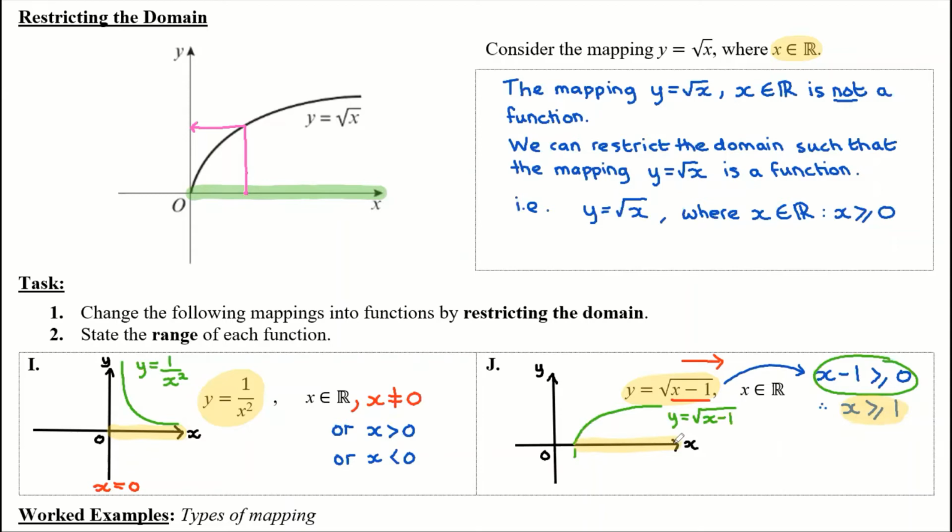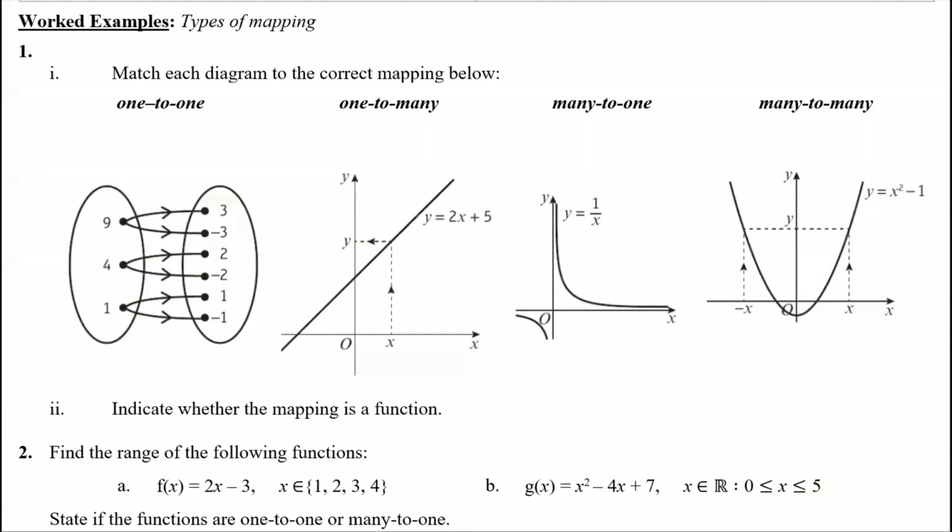Now we're going to move on to the actual worked examples. So you've had a look at mappings, functions, how domain and range operate. So let's put them into practice. All right, so we're on to the worked examples, and we're going to look at types of mapping here. And you've got 4 diagrams, and the task is to match each diagram to one of the mappings below. So this is just a review of what we talked about earlier.